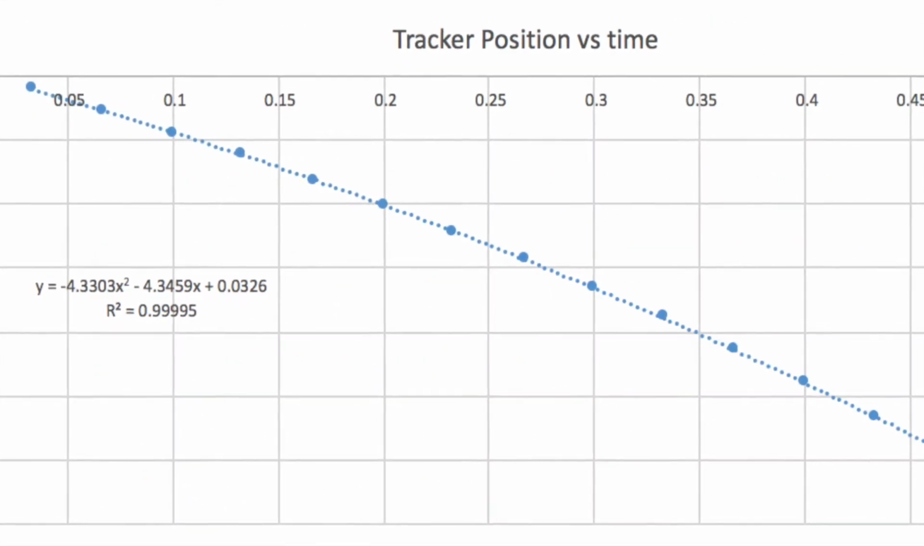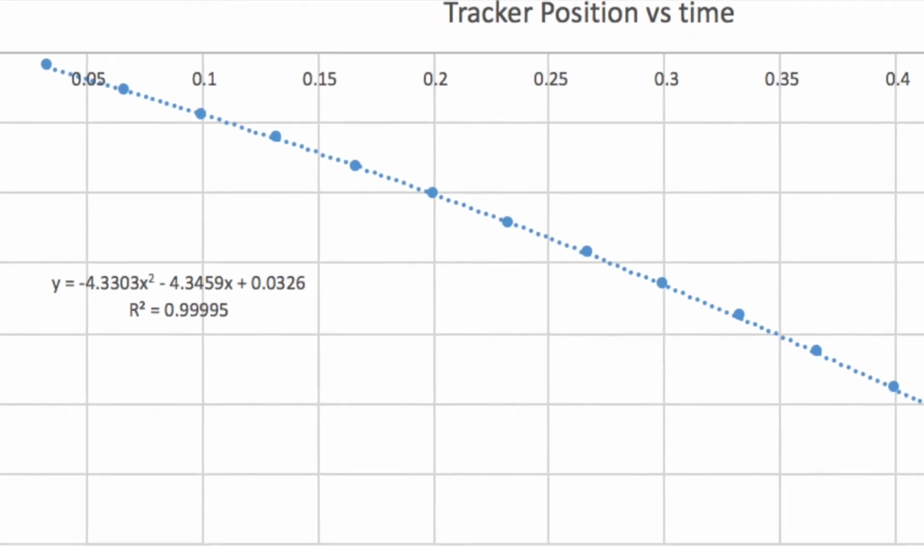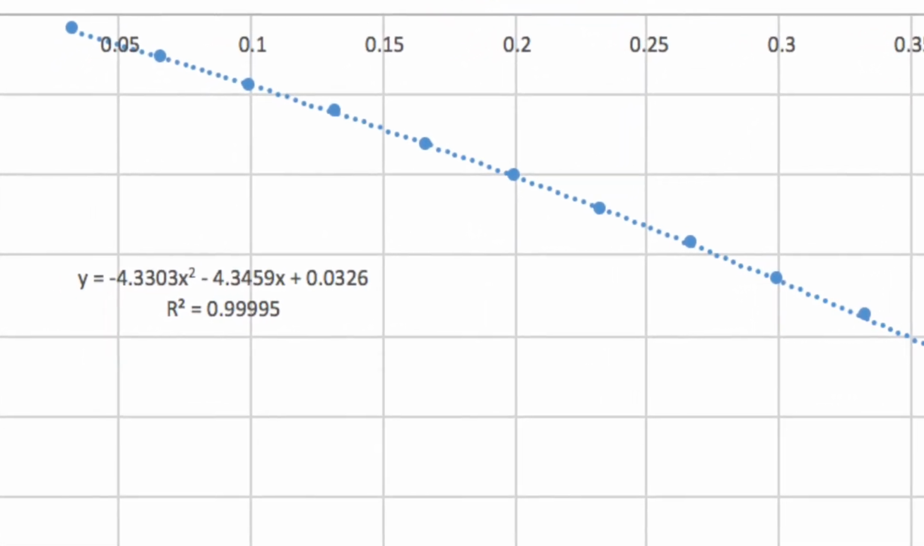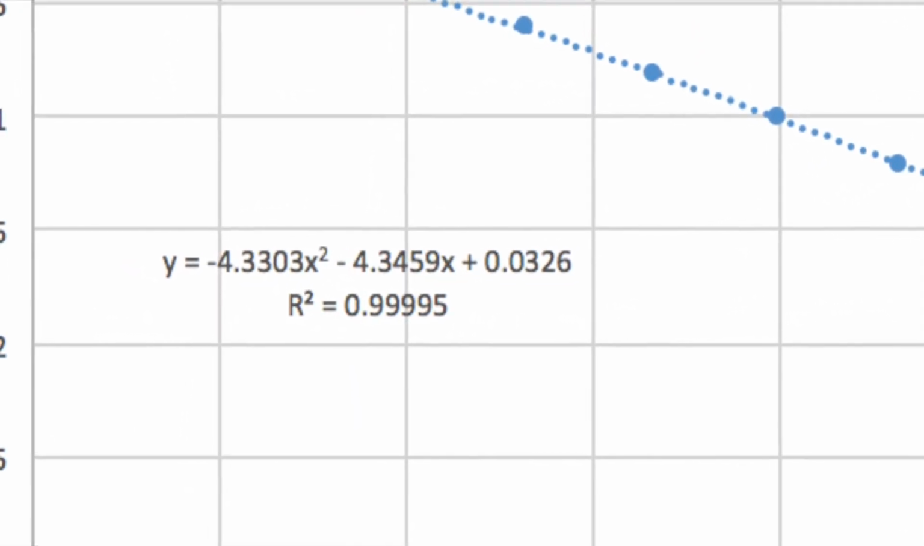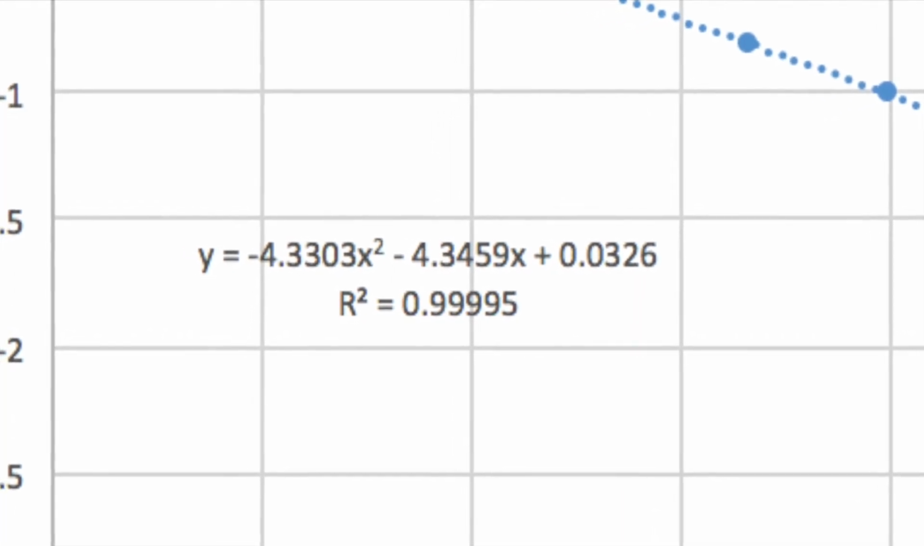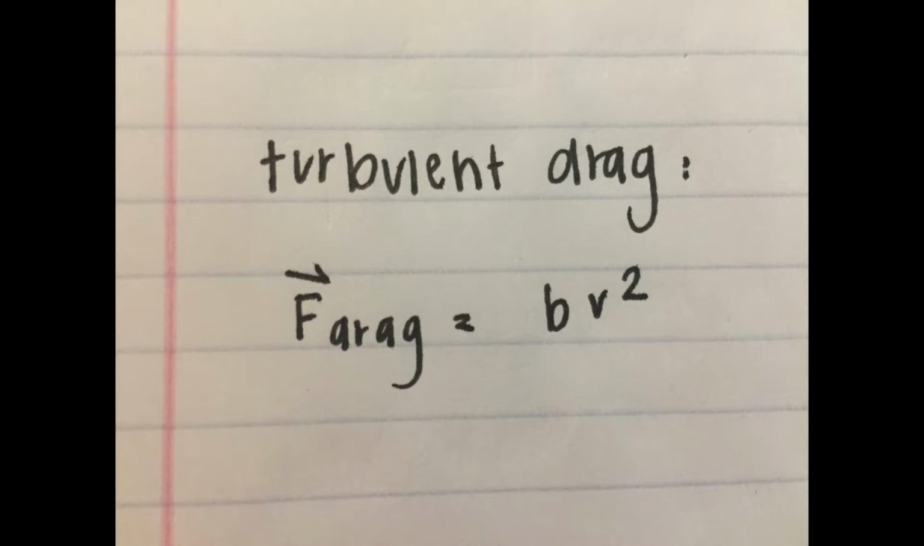I calculated this value using the acceleration from the position versus time graph of the data from Tracker. The acceleration in this graph is equal to negative 4.33 meters per second squared, or the second derivative of the equation for the polynomial of best fit in the graph. The net force is equal to mass times the acceleration, so the net force with turbulent drag in the observed model is negative 1.949 newtons when Newton's second law is applied. The net force is equal to the drag force plus the gravitational force, so the drag force was determined to be 2.46 newtons. I then divided the drag force by the average velocity squared to obtain a value of b.